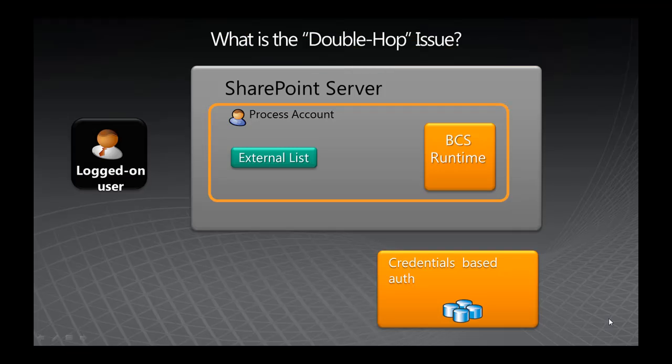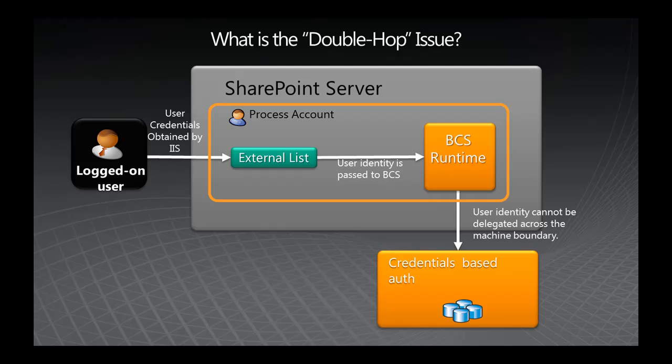Now what exactly is the double hop issue? Let's see an example. In this topology, I have a user connecting to a SharePoint server to access an external list. BCS runtime will then connect to the external system and get the data. Now when the user connects to the SharePoint server, the user credentials are obtained by IIS, and when BCS runtime is called, the user's identity is delegated to BCS. But when BCS connects to the external system, which is on a different machine, the user's identity cannot be delegated again across the machine boundary, and this will result in an authentication exception.